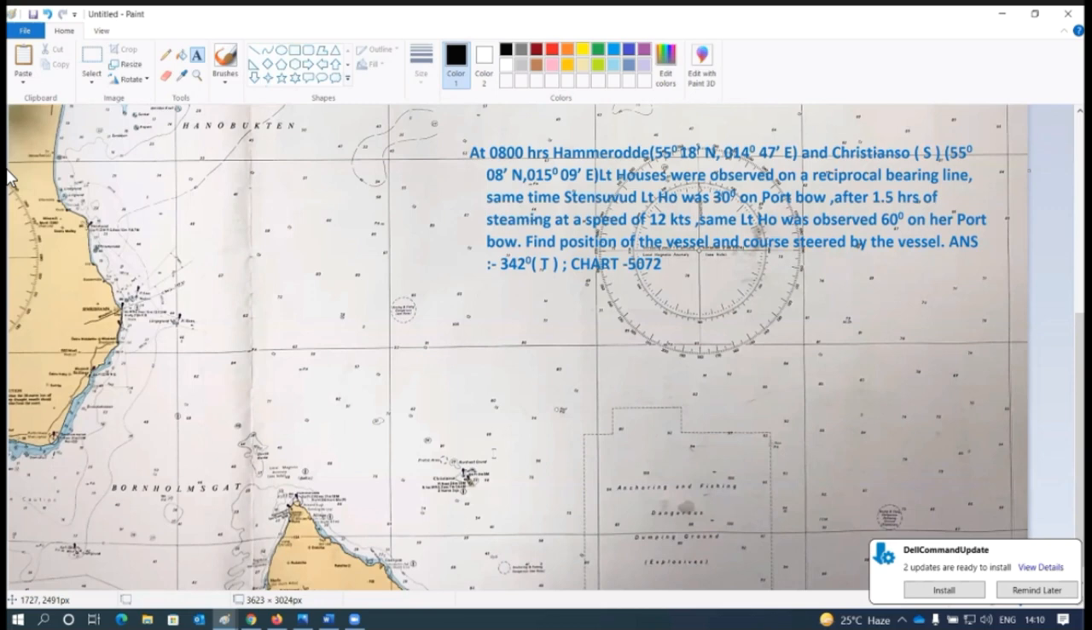So here in this problem, at 8 o'clock, Hammerod and Christiansu lights are observed on a reciprocal bearing line. Reciprocal means opposite direction. Reciprocal means their bearings are 180 degrees apart.